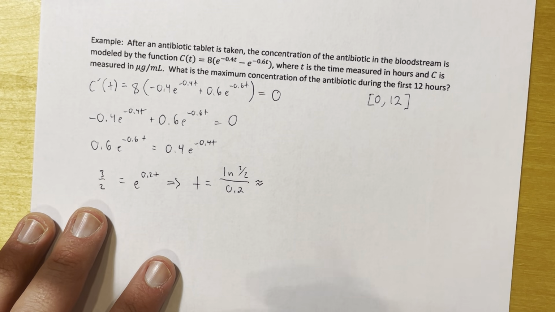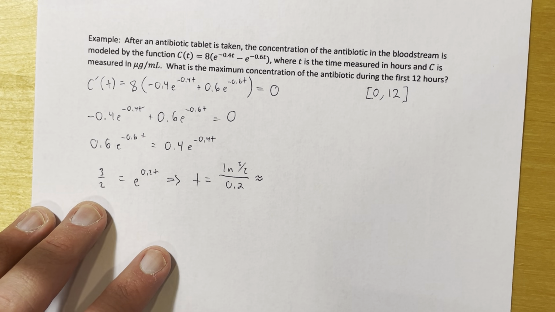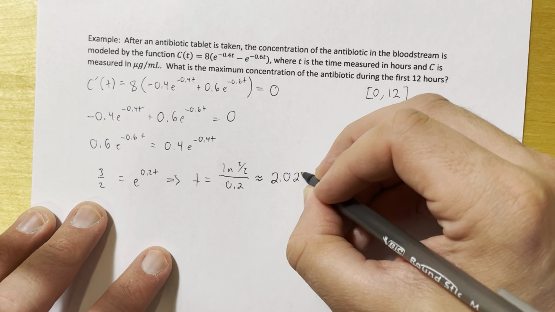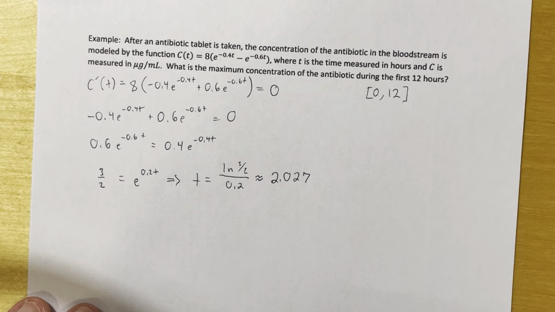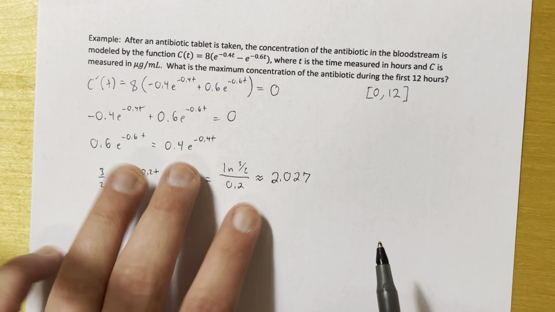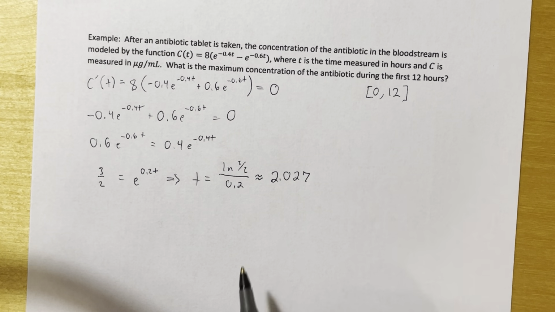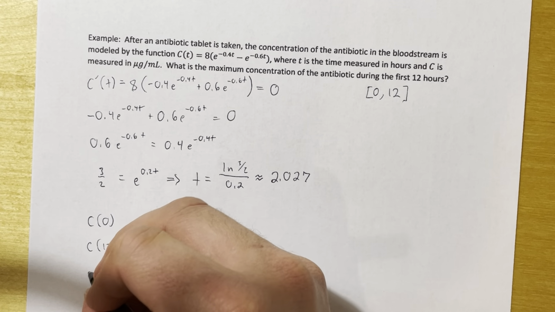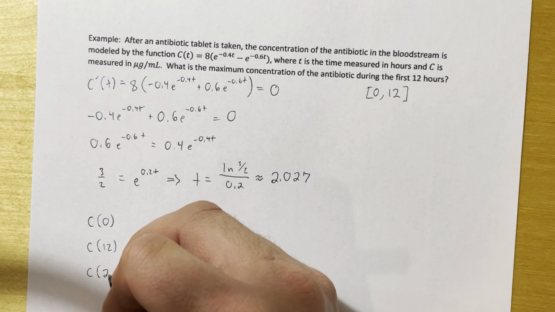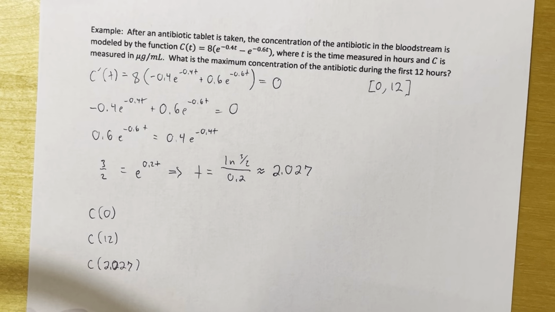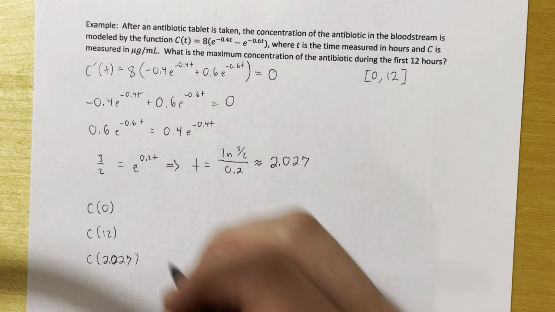This I would plug into a calculator. I really want a decimal to look at because I'm going to compare this to other values. This is approximately 2.027. Okay? What I need to do now, that's the only critical number that I found. Notice I only found this number from solving this equation. So I have one critical number and I have two endpoints to check. I need to compare C of 0 to C of 12 and also compare C of this number, 2.027. Given the nature of this function, I would just use a calculator for this part.